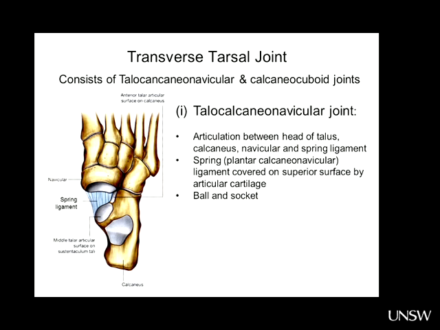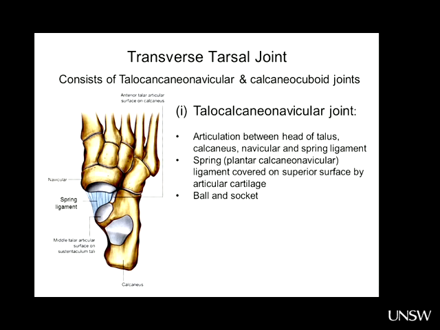Now, just to get you oriented there, that's the navicular. This one here is the cuboid. And then we've got the medial, intermediate and lateral cuneiform bones, and this one back here is the calcaneus. And you can see the two little sesamoid bones there that we stand on at the front here.